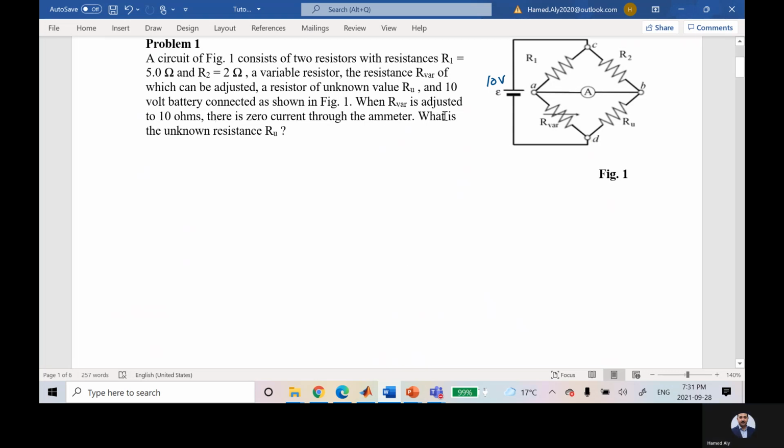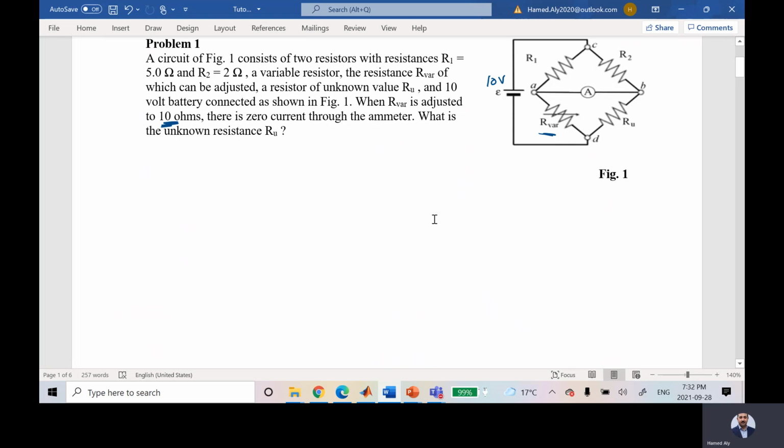When R variable is adjusted to 10 ohms, he is telling me that when R variable is equal to 10 ohms, there is 0 current. So if this guy is equal to 10, the current is equal to 0. So right now, he gave me R1, R2, and R variable. What's needed? What is the unknown RU?